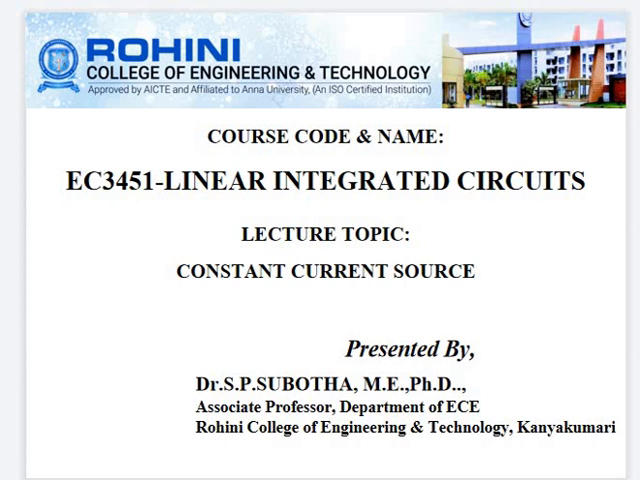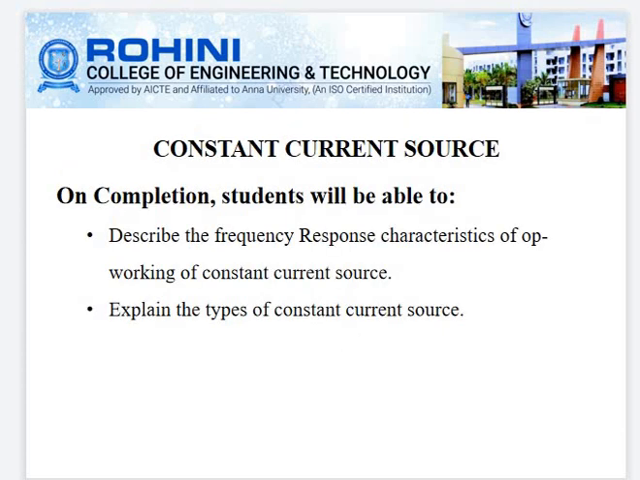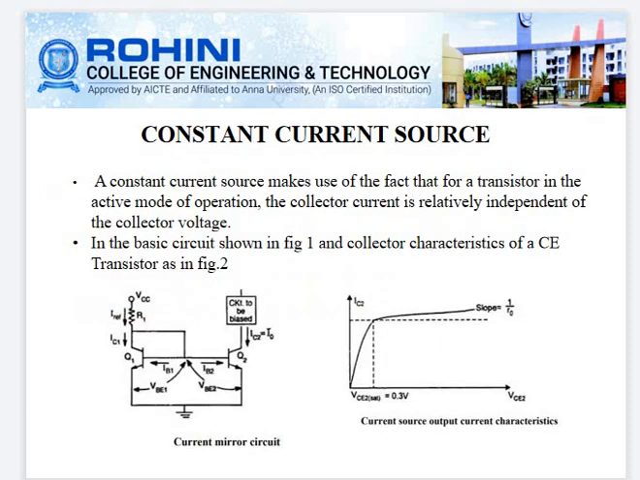Dear students, now we are going to see the subject linear integrated circuit. The subject code is EC3451. Under that, the topic is constant current source. On the completion of this constant current source, the students will be able to describe the frequency response characteristics of operational amplifier working as a constant current source, and they explain the types of constant current source.